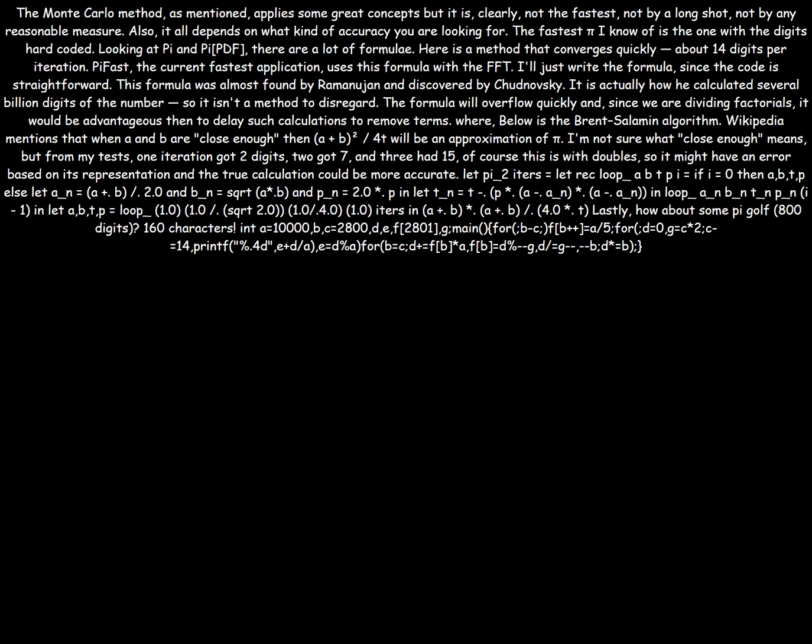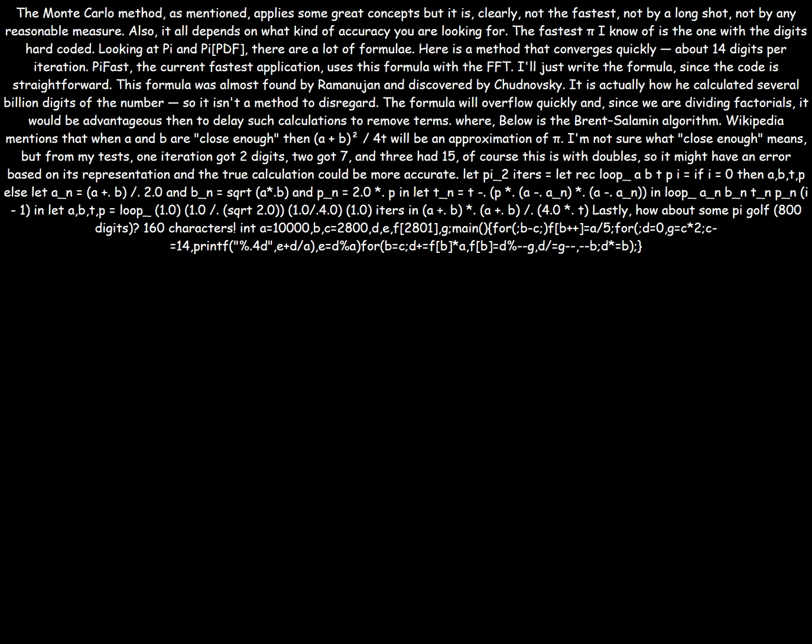Looking at Pi and Pi PDF, there are a lot of formulae. Here is a method that converges quickly, about 14 digits per iteration. PiFast, the current fastest application, uses this formula with the FFT. I'll just write the formula, since the code is straightforward. This formula was almost found by Ramanujan and discovered by Chudnovsky. It is actually how he calculated several billion digits of the number. So it isn't a method to disregard.